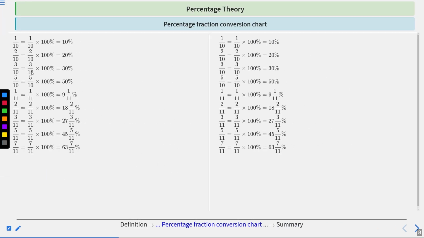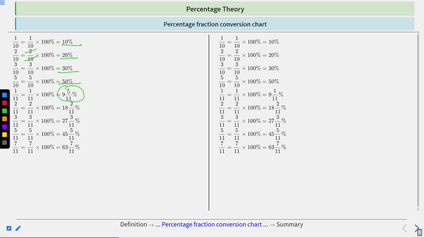Now we will see 1 by 10 will be 10%. So when we take 2 by 10, it will be 20% because 2 and 10 will be simplified and it will become 1 by 5, which is 20%. In that way, 3 by 10 will be 30%, 5 by 10 equals 50%, 1 by 11, 9 and 1 by 11%.